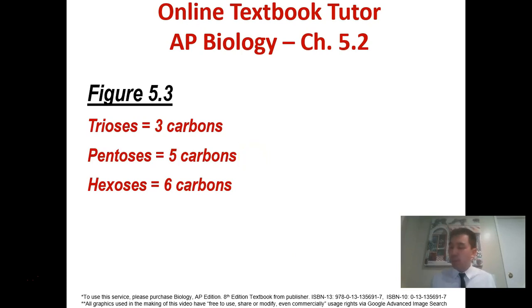Take a look at figure 5.3, and I can't show it on the screen, but hopefully you can just follow along in your textbook. Here we see a table. Okay, we see 3 columns: trioses, pentoses, and hexoses. So all that talks about is how many carbons there are in each of them. And then we got our aldoses versus ketoses. Same thing I just talked about.